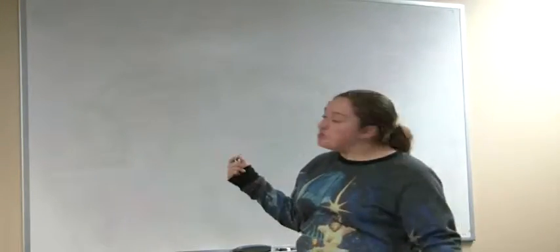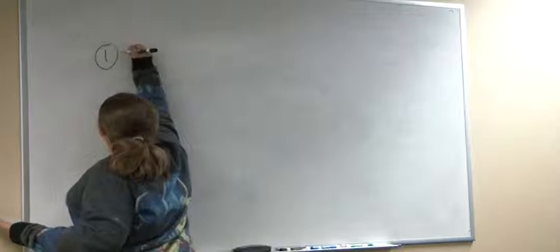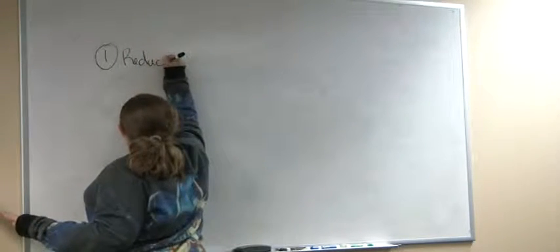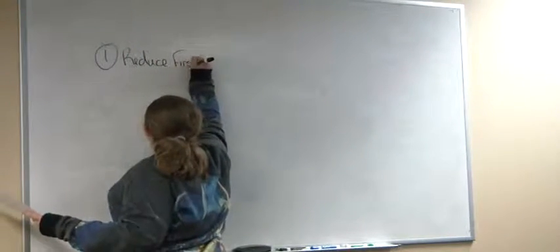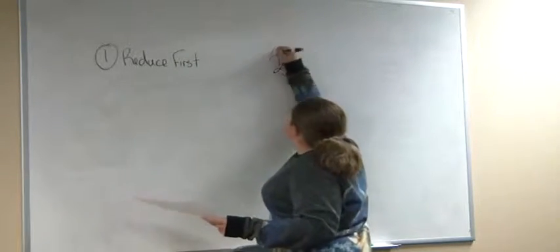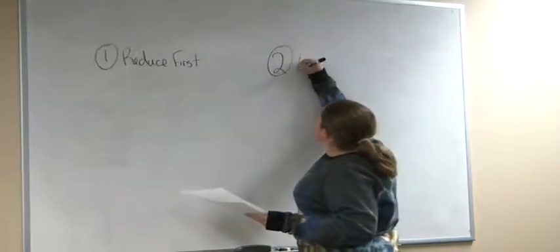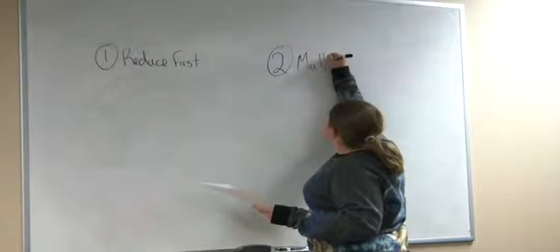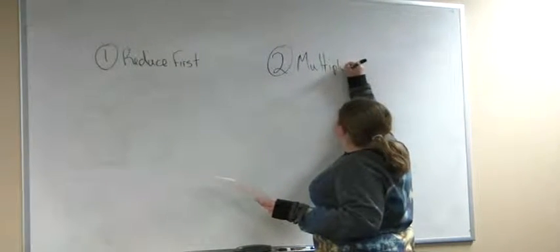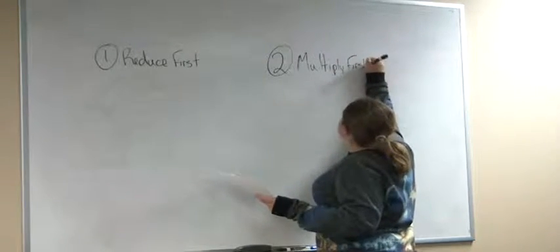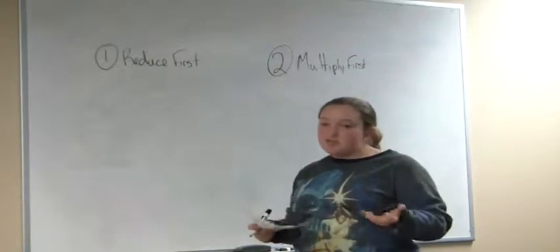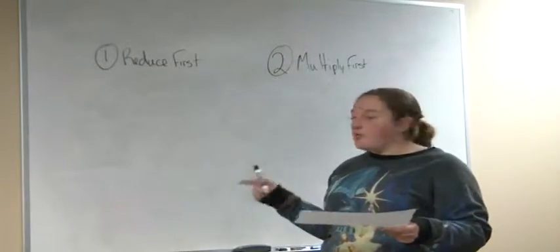Now, there's two different kinds of ways you can solve a monomial equation. The first way is you can reduce first. And the second way is that you can multiply first. Now, I'm going to use that same equation and I'm going to show you how to do both ways.